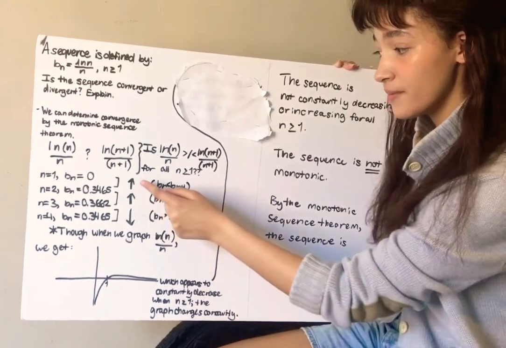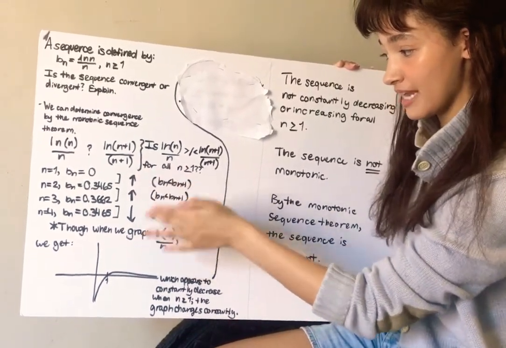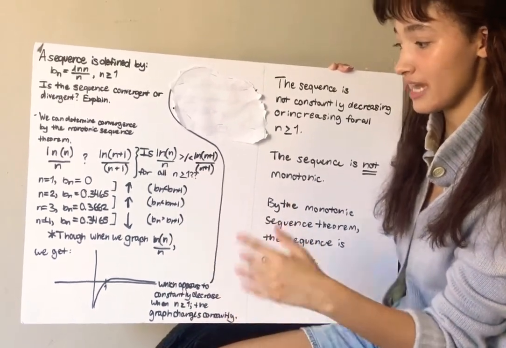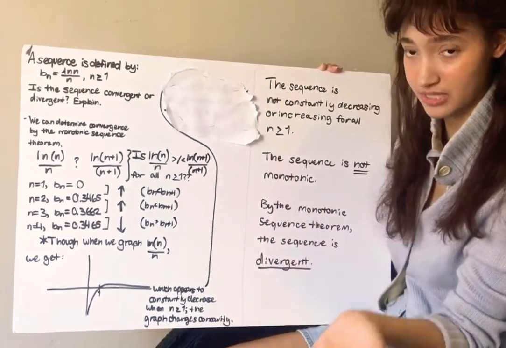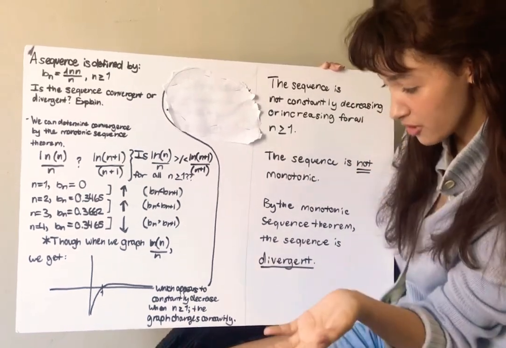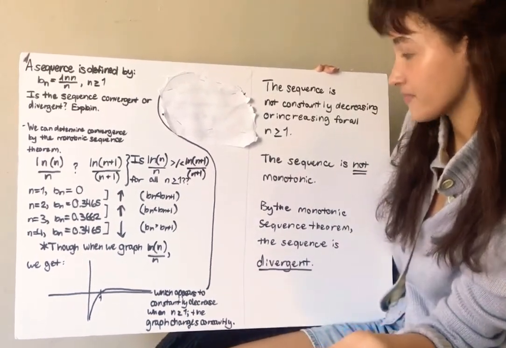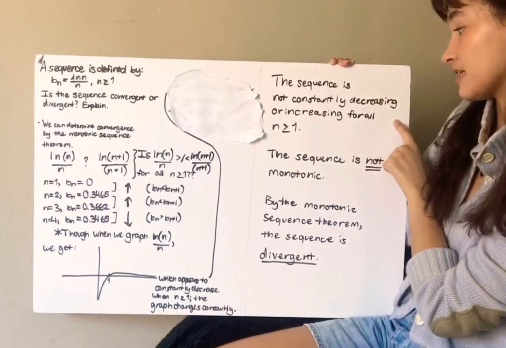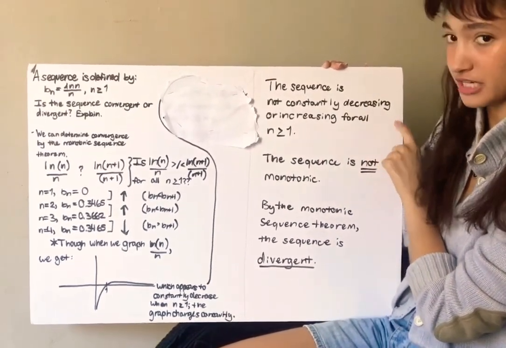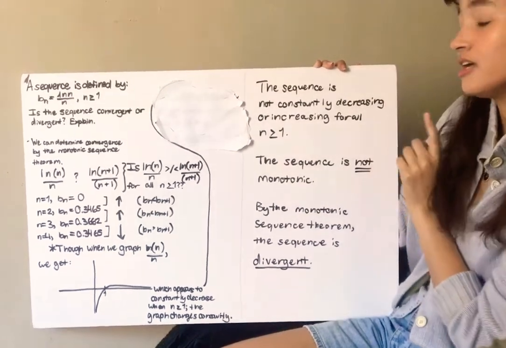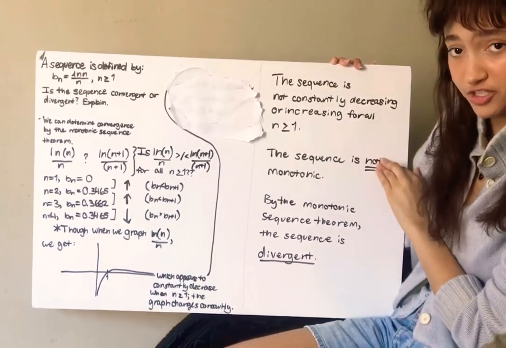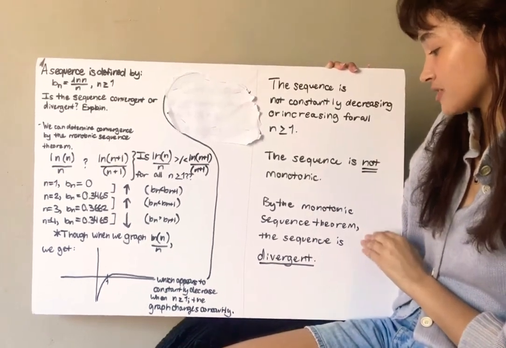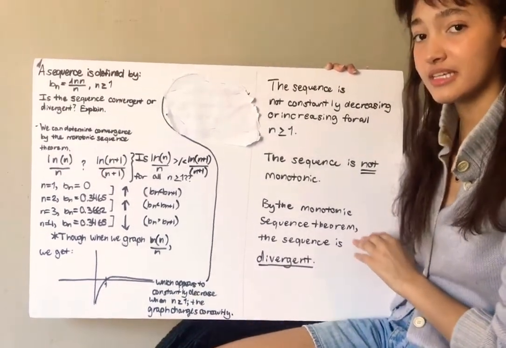So between n equals 1 and n equals 2, it's increasing. Between n equals 2 and n equals 3 it is increasing, but between n equals 3 and n equals 4, it is decreasing again. So we will state that the sequence is not constantly decreasing or increasing for all n greater than or equal to 1. So the sequence is not monotonic. Therefore, by the monotonic sequence theorem, the sequence is divergent.